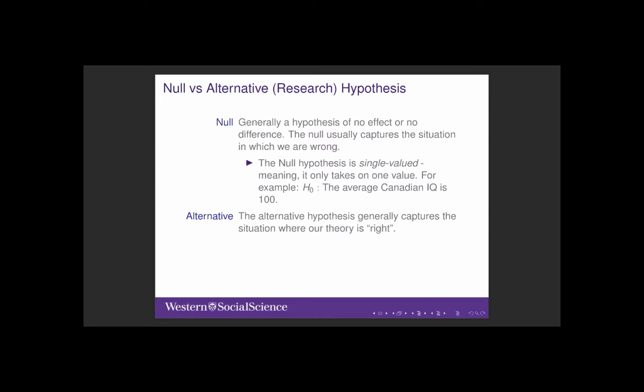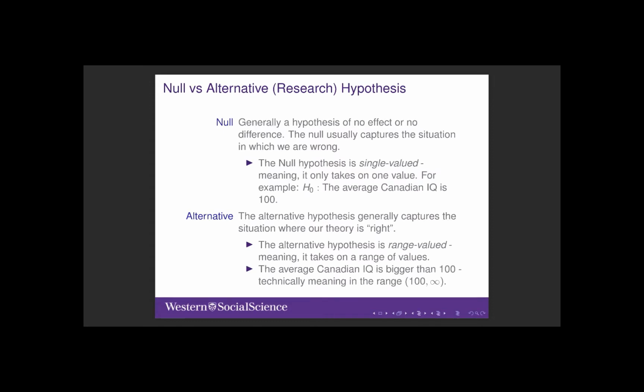An alternative or research hypothesis is generally one that we are trying to substantiate with data. It identifies the situation where we are right. The alternative hypothesis is range valued, meaning that it takes on a range of values. Generally, this range is from the null hypothesized value to positive infinity or negative infinity, or both. Our research hypothesis generally states a direction of difference, but is not precise enough to identify a particular value. An example here would be that Canadian IQs are bigger than 100 on average.